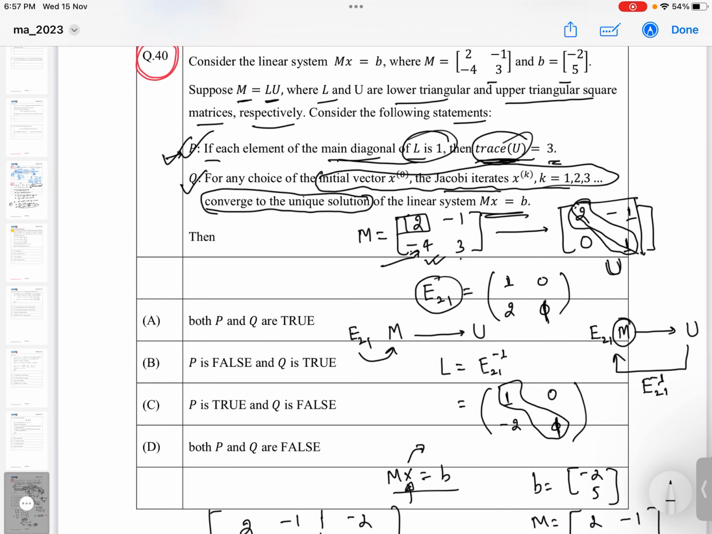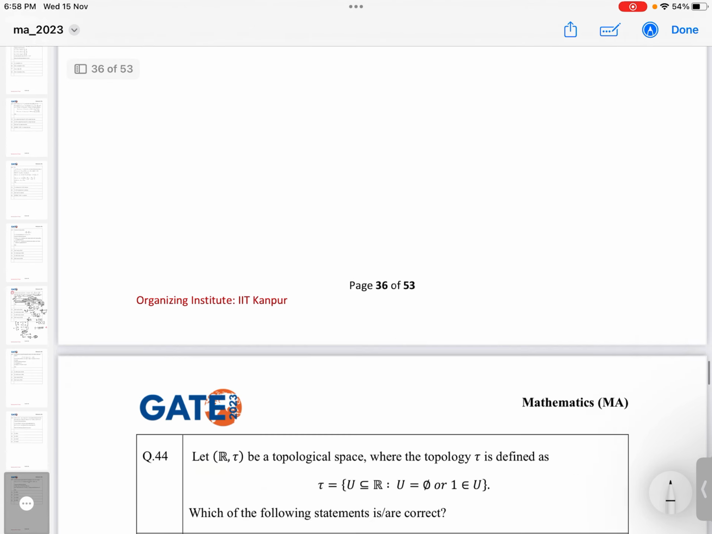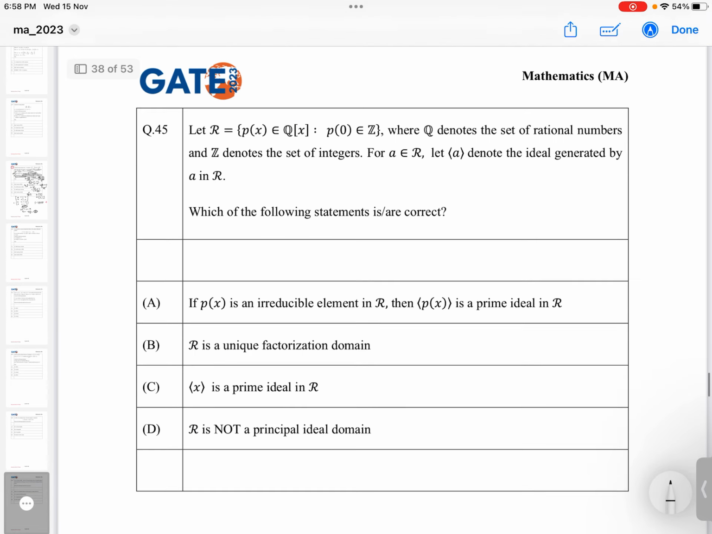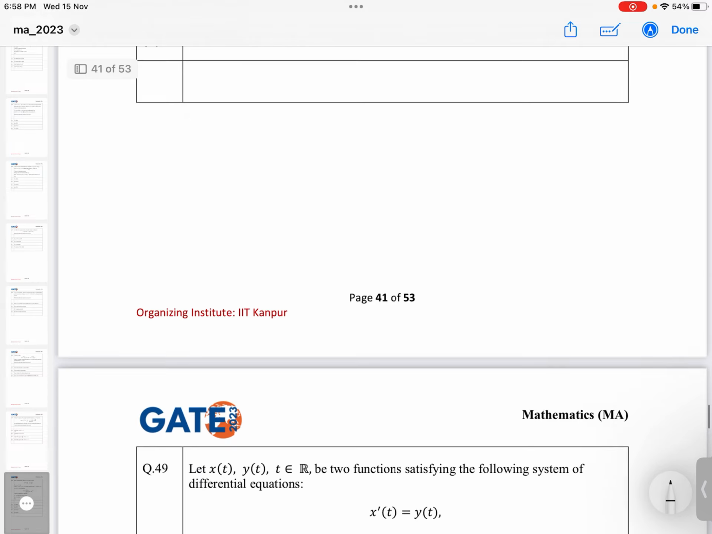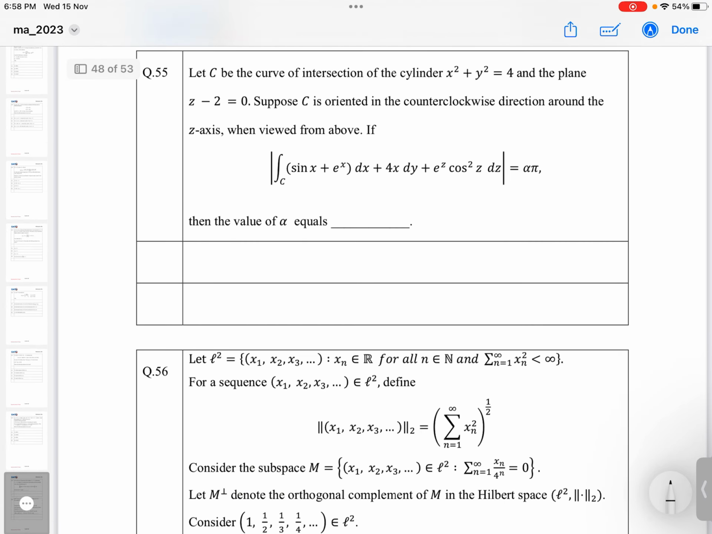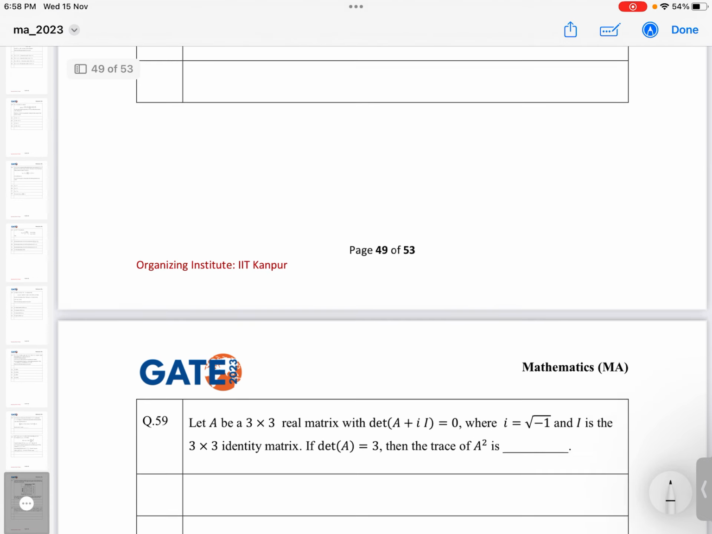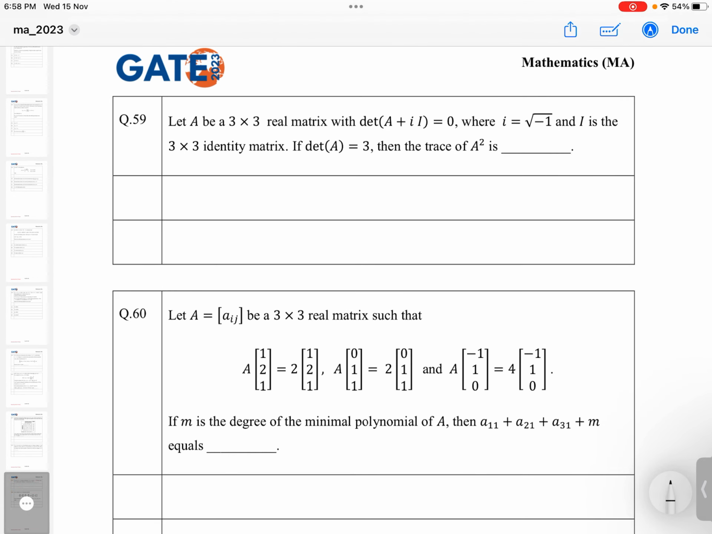Now let's move to question number 59. So the next question in linear algebra is question number 59. So this is question number 59.